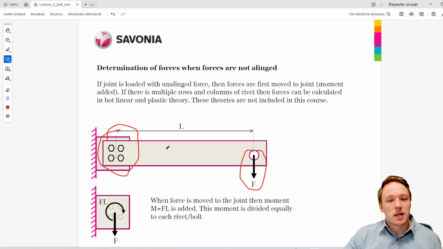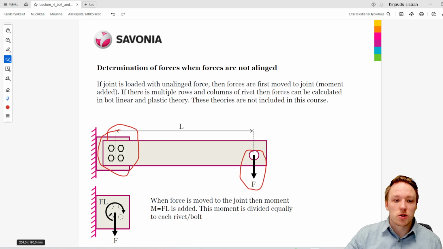In this case what we have to do in these calculations in this course is that we must move this force into the middle of these bolted joints, and when we move force like so, you know from basic mechanics, that when we do the moving we must introduce here torque. In this case the torque would be force multiplied by the distance which we moved the force, and in this case it would be the L, so FL.